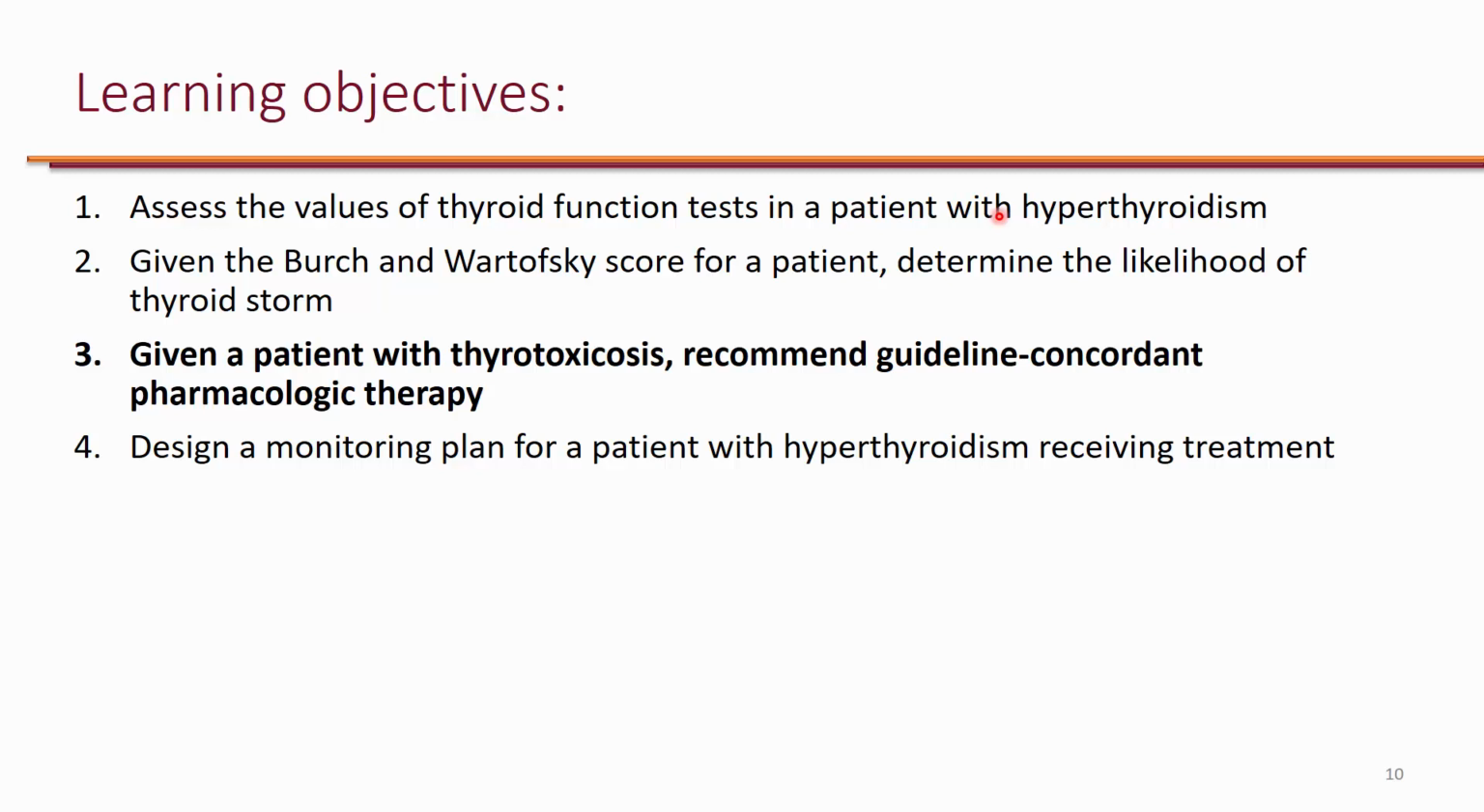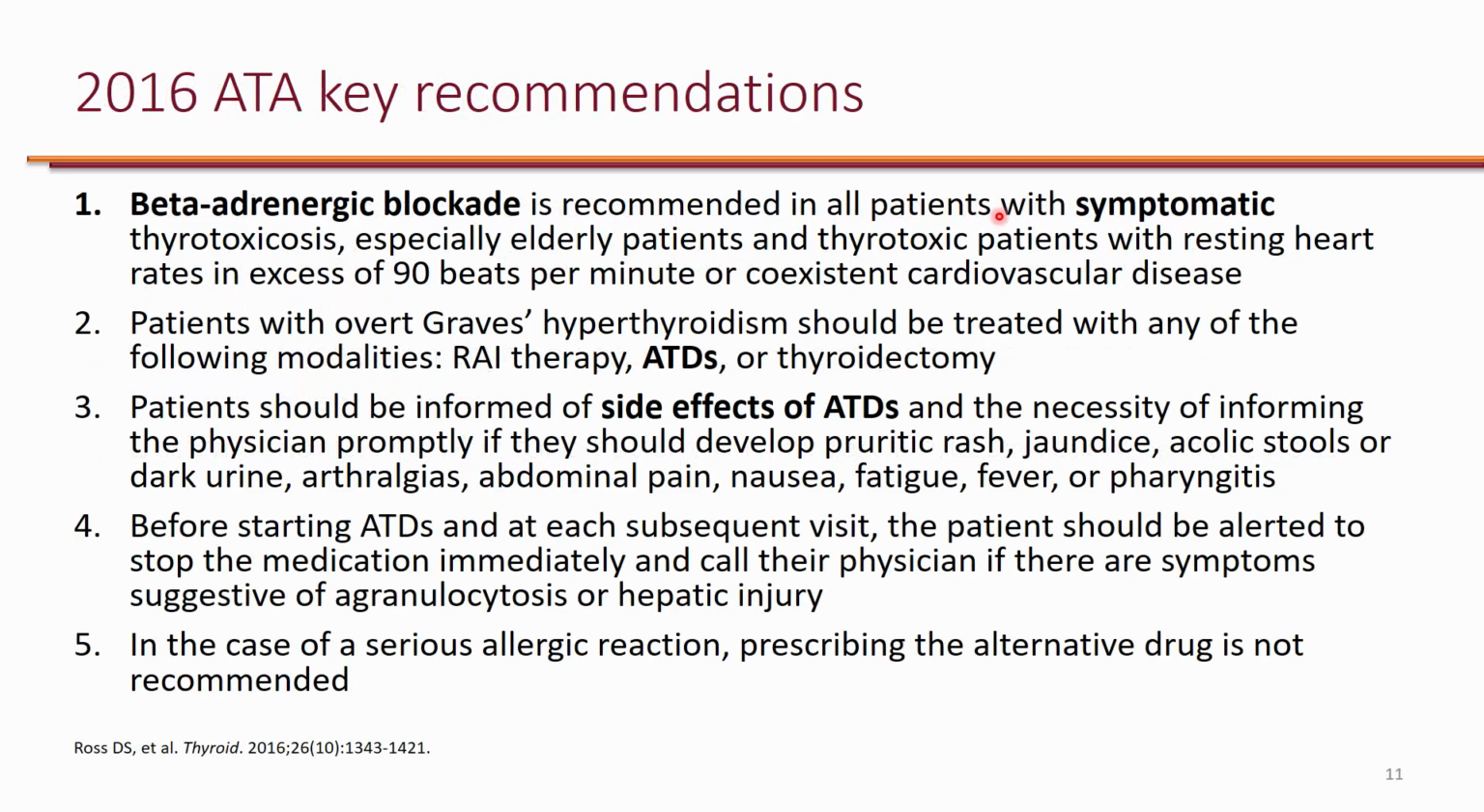The next learning objective is, given a patient with thyrotoxicosis, recommend guideline-concordant pharmacologic therapy. So again, back to the 2016 American Thyroid Association guidelines. Here are some key recommendations. Basically, they're saying anytime the patient has symptoms, and because the thyroid hormones will act on the cardiovascular system, anytime someone has symptoms which will make the patient very uncomfortable, you need to use beta-adrenergic blockade. So basically, beta blockers, because they will counter the effect of thyroid hormones in the heart.